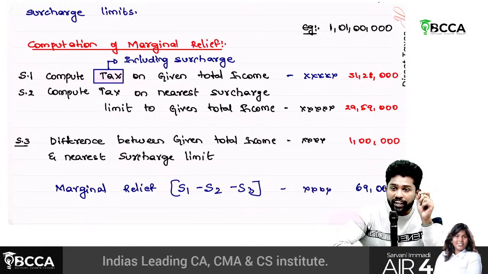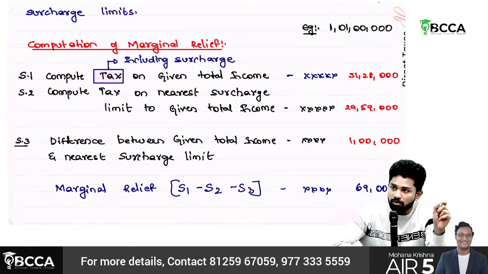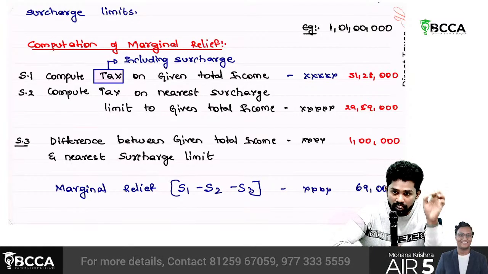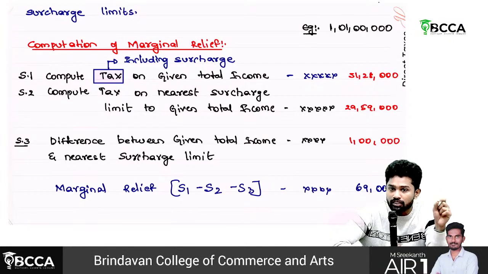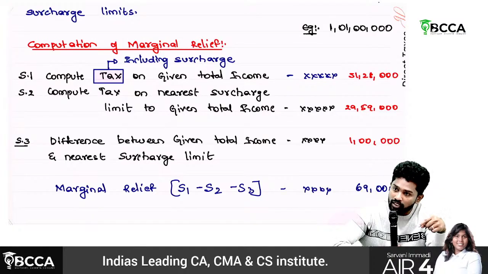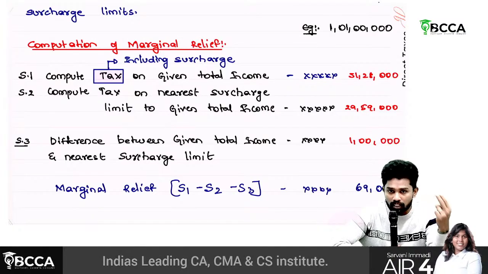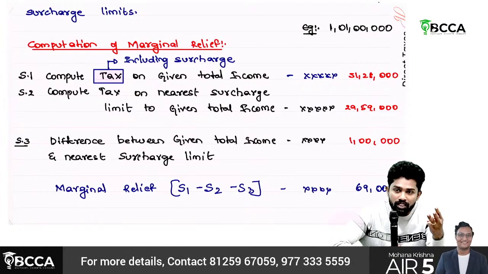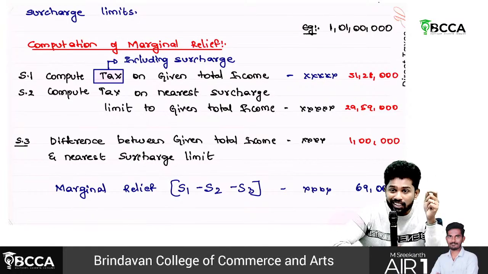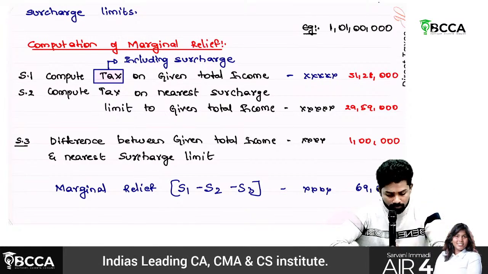Step 2, find out the nearest surcharge limit to that given total income. On that nearest surcharge limit, again calculate tax plus applicable surcharge. Step 3, find out the difference between the given total income and the nearest surcharge limit which you have taken.